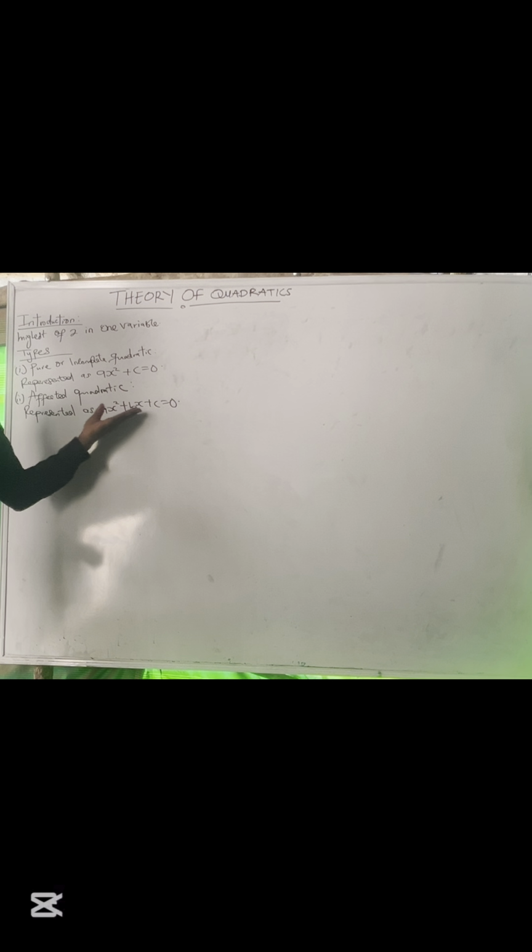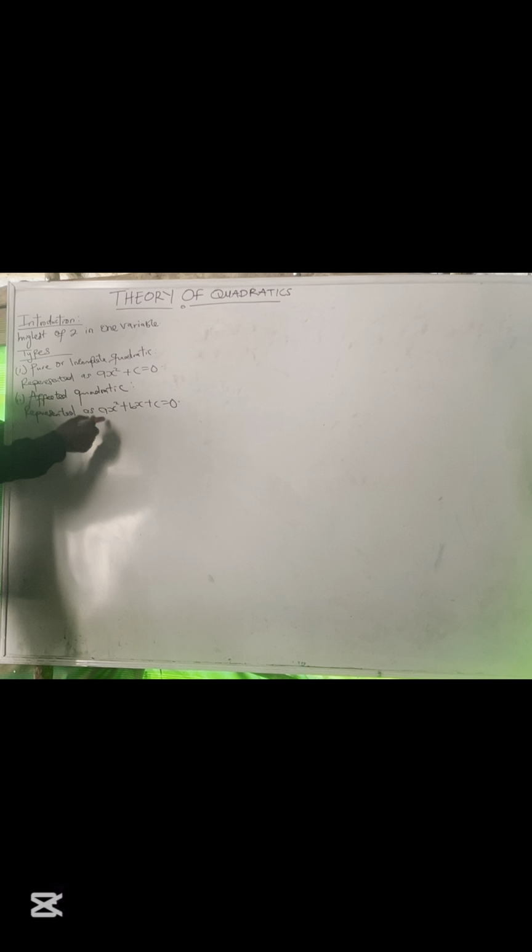So you have to understand something, that a quadratic equation has the highest power of 2. The highest power in the equation should be what? 2 in one variable. That is, it's going to consist of only one variable, like what? X only. So you have to know that this A will represent the coefficient of x squared, B represent the coefficient of x, while C will represent the constant number.